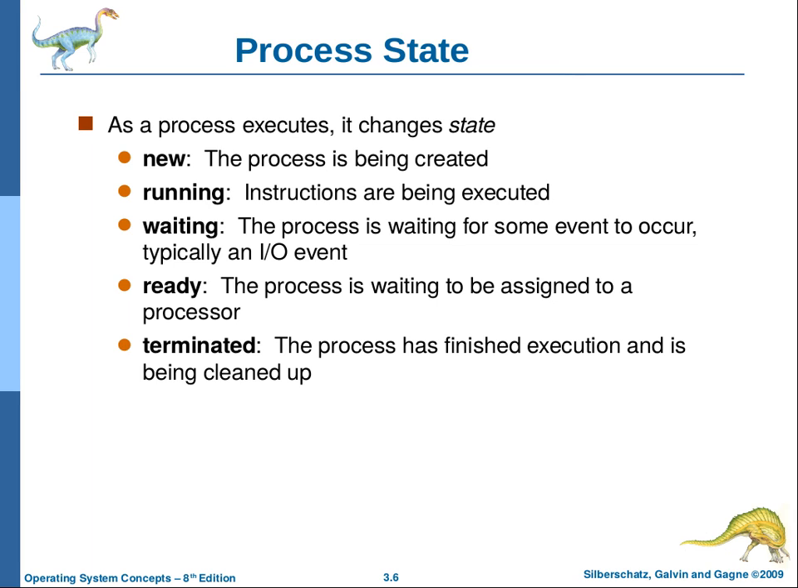All right, a process can be in different states. This is part of the bookkeeping. It can be new, meaning the process has been created, but it hasn't started running yet. It's running, meaning that instructions are currently being executed on this process. It is waiting, meaning the process is waiting for some event to occur, typically I/O, like waiting for the user to type something on the keyboard. Ready means that the process is waiting to be assigned to the processor.